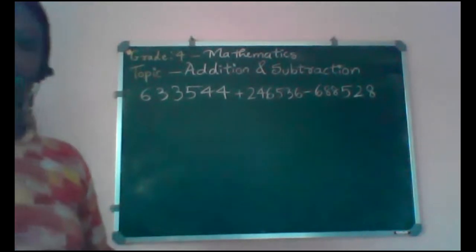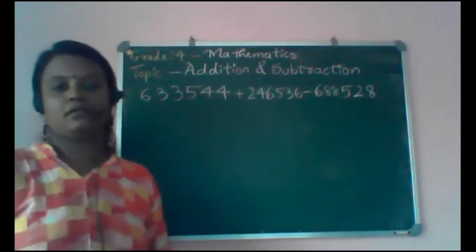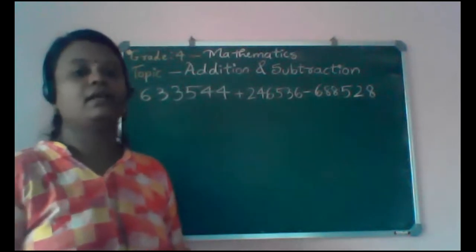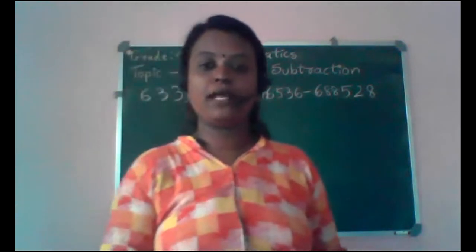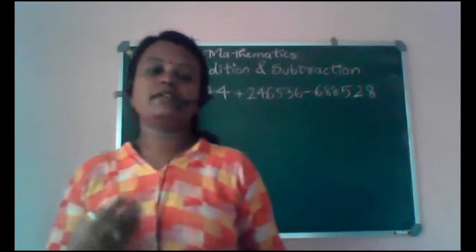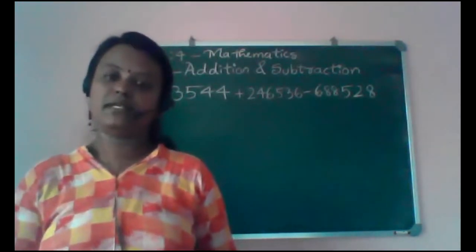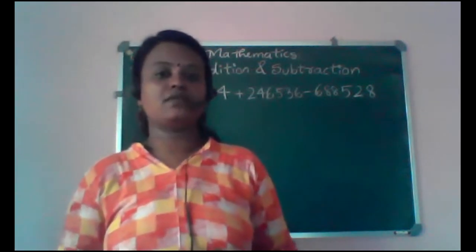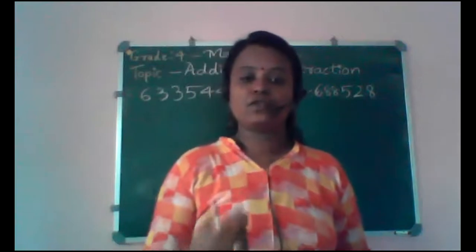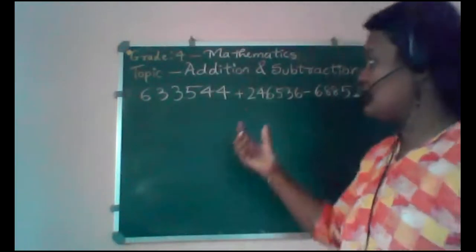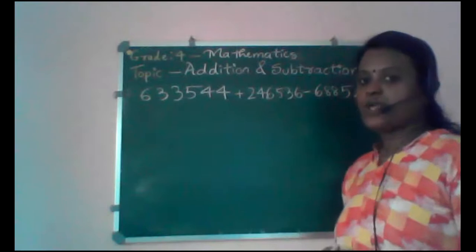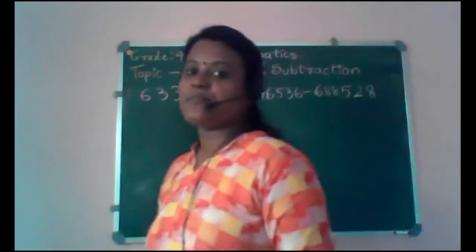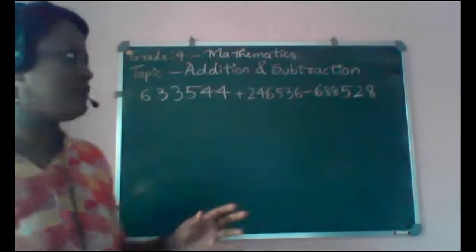Here we would be subtracting 6 crore 33 lakhs 33,544 plus 2 lakhs 46,536 minus 6 lakhs 88,528. So first, as you can see, we have plus and minus signs. So we shall go ahead with the addition of the first two numbers and then the subtraction of the next.